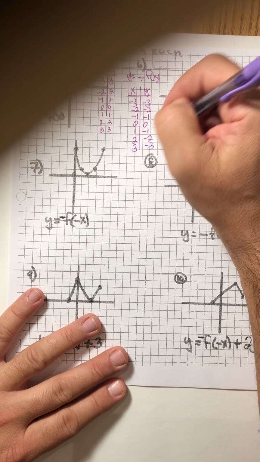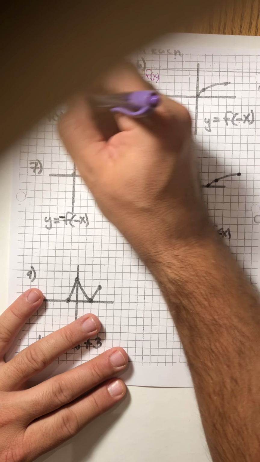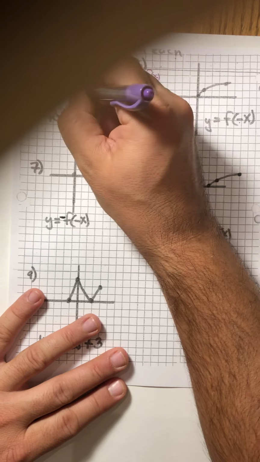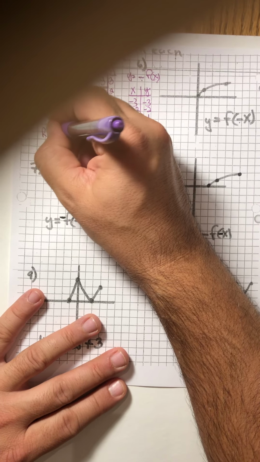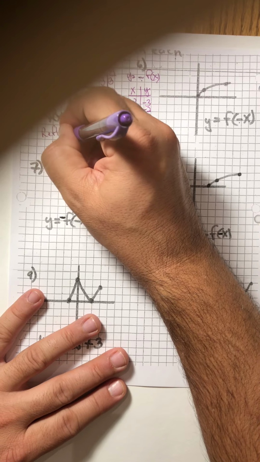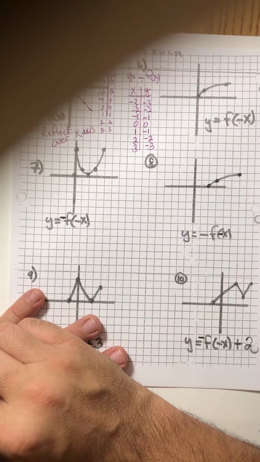If we were to graph this, this is a reflection over the x-axis. We reflected over the x-axis. Okay?